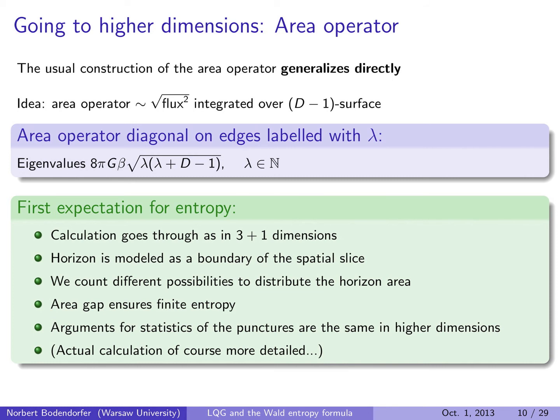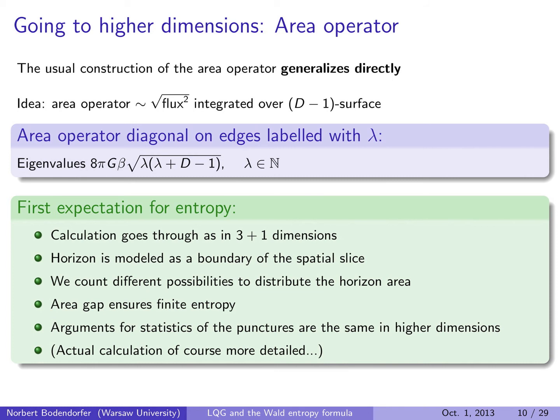Okay, so based on this result, we can actually formulate a first expectation for the entropy calculation because we have this finite area gap. So we expect that the calculation goes through as in 3+1 dimensions. We would model the horizon as the boundary of the spatial slice, and we could then count the different possibilities of distributing the horizon area in terms of these area bits. And since the area operator is finite or has a gap, we should get a finite entropy, and the arguments for the statistics of the punctures should also be the same as in 3+1 dimensions. So we expect that the calculation should go through in some way. However, of course, the detailed calculations are more difficult, and we will fill in all those gaps later.